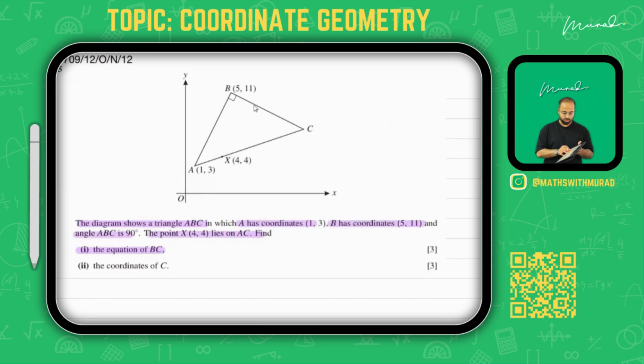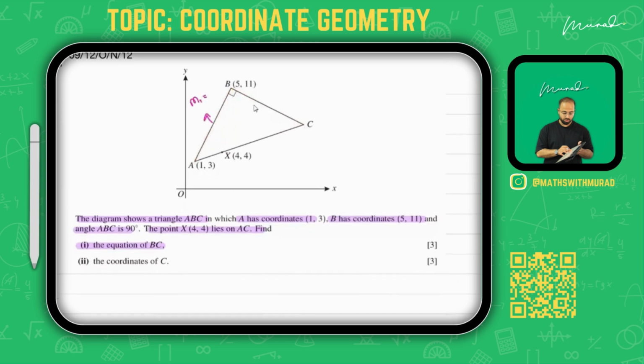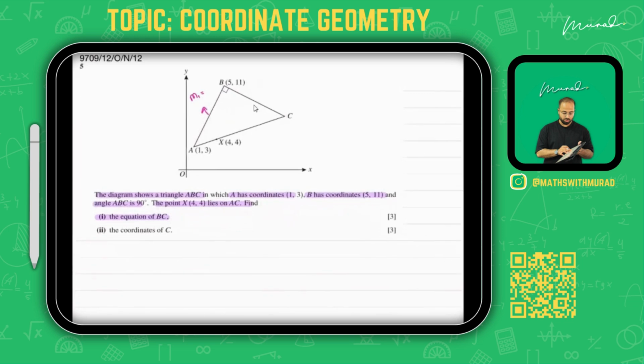The equation of the line BC: first you need to figure out the equation of the line BC. Because these two lines are perpendicular, I can easily figure out the gradient of this line. The value of m1 will come out automatically. How exactly can I get the value of m1? I'll try to figure out the gradient of AB by using the formula y2 minus y1 upon x2 minus x1. The value of y2 is 11 minus 3. The value of x2 is 5 minus 1. And that is going to be 8 upon 4, and that is going to be 2.